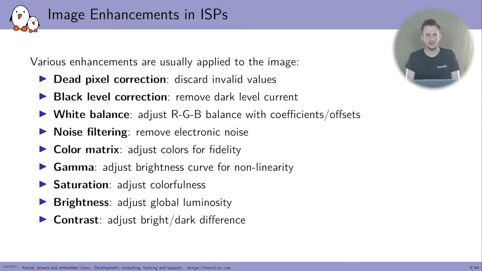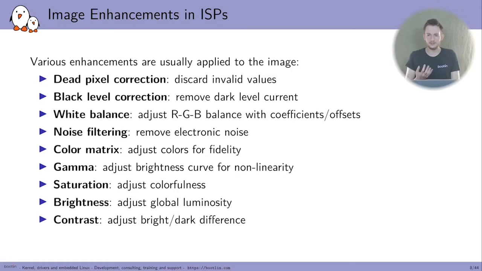This is a list of the typical enhancements that we find in an ISP. I mentioned a few already, like the black level correction. We can also mention dead pixel correction, when the photosites are stuck at a specific value which needs to be discarded. White balance is also quite important in order to adjust the balance of the red, green, and blue channels to have a correct balance between those and for the whites on the picture to actually look white. Noise filtering I mentioned already.